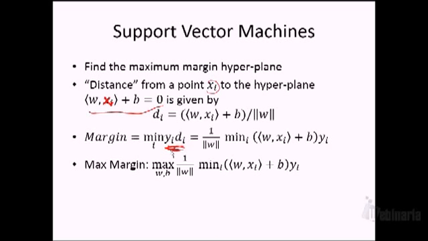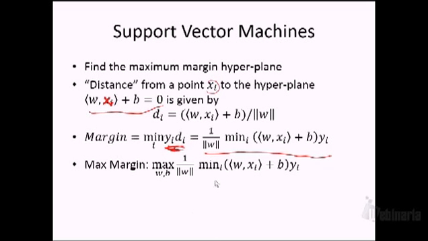And since being right or wrong depends on your class, that's why we multiply by yi, which is either positive 1 or negative 1 depending on the class. And so if we just do simple substitution, we get this form for the margin. And now to maximize the margin, we basically maximize this objective function with respect to w and b. And this looks rather unpleasant.